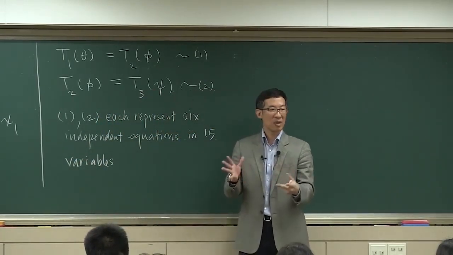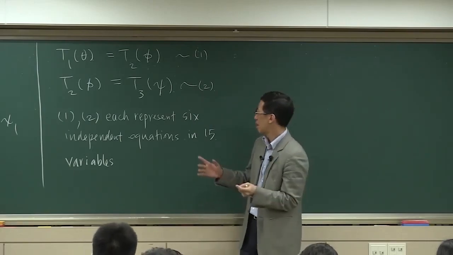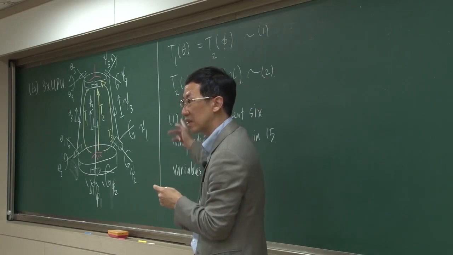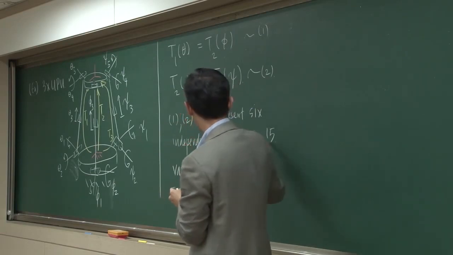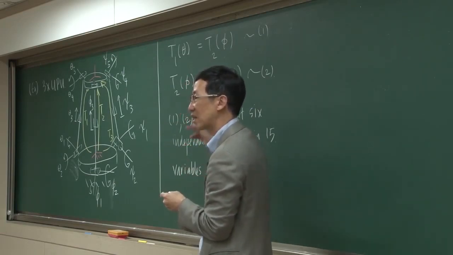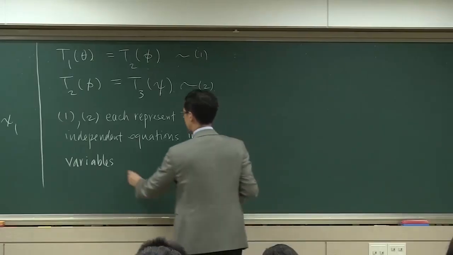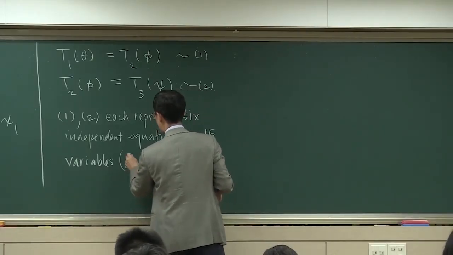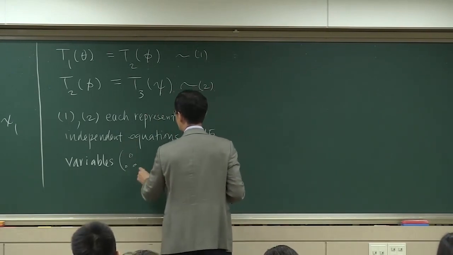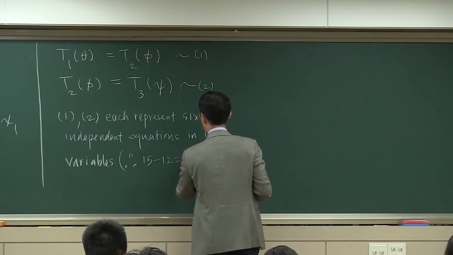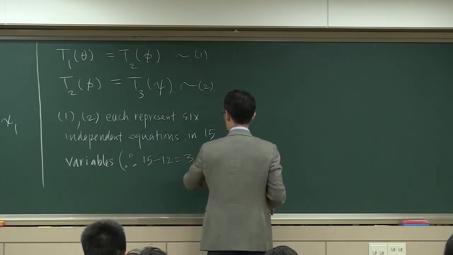Okay, so a simple counting argument. We have 12 equations, 6 plus 6, and 15 variables. So 15 minus 12 gives us 3 degrees of freedom. Therefore, by simple counting analysis, dimensional analysis, the mechanism has 15 minus 12 equals 3 degrees of freedom.